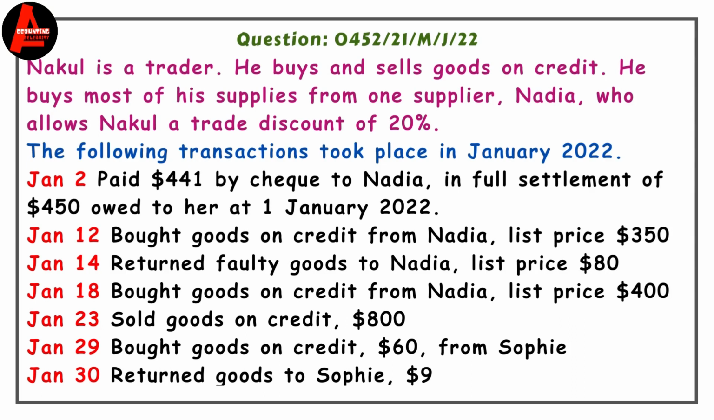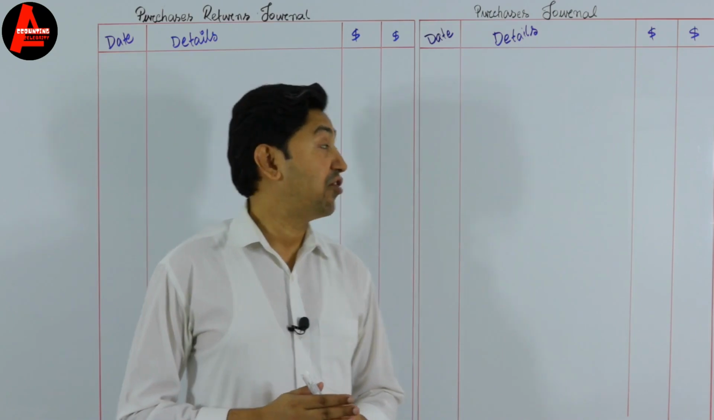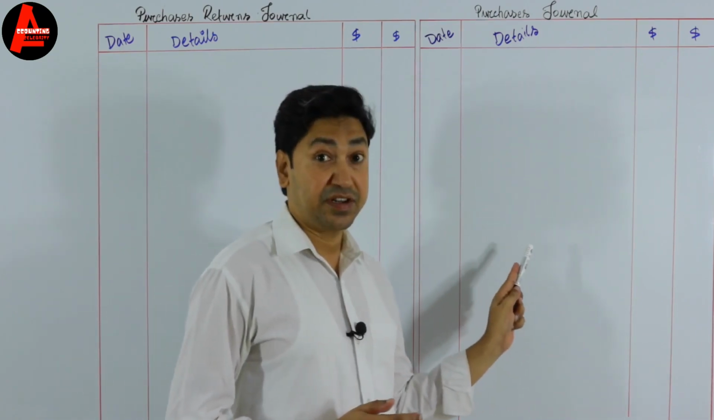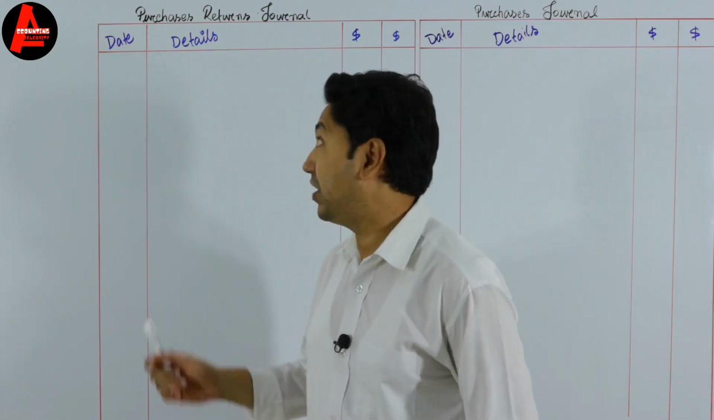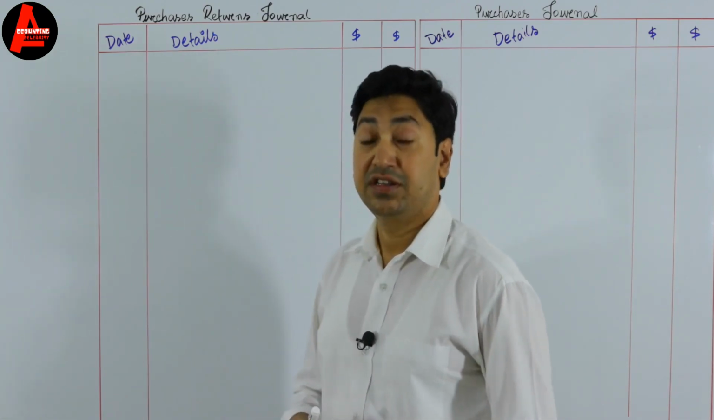Okay, the next transaction is here. January 12 bought goods on credit from Nadia. List price is $350. Okay, bought means purchase. Don't forget, purchase related transactions will be here in the purchase journal and purchase returns related transactions will be here in the purchase returns journal.